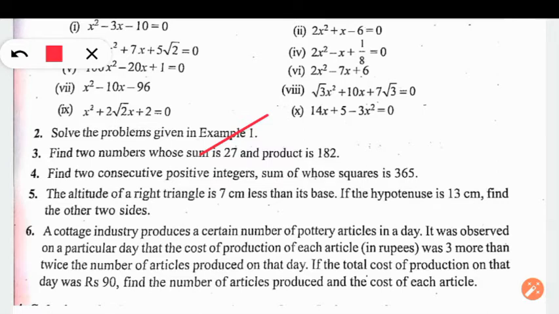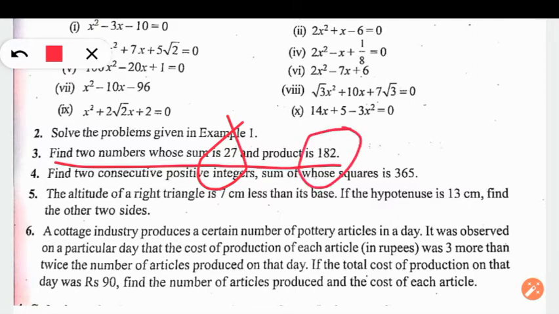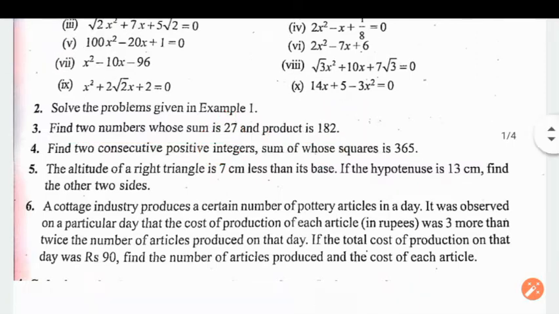Now let's do question number 3. What is question number 3? Find the two numbers whose sum is 27 and product is 182. So we are required to find two numbers whose sum is 27. It means the two numbers may be 10 and 17, because 17 plus 10 gives you 27, right? In such a way, we are required to find two numbers whose sum must be 27 and whose product must be 182. So how will we do this sum?